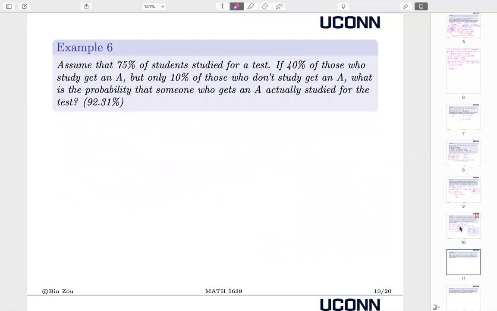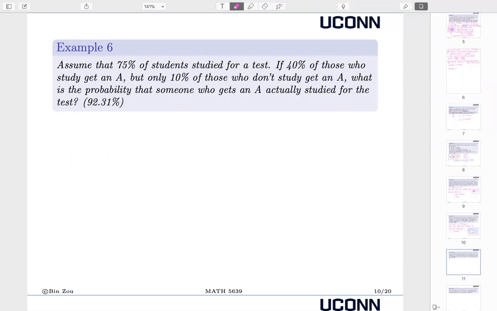The next one is on conditional probability. Assuming that 75% of students studied for a test. Let's keep reading. The next one we talk about is if 40% of those who study get an A, but only 10% of those who don't study get an A.